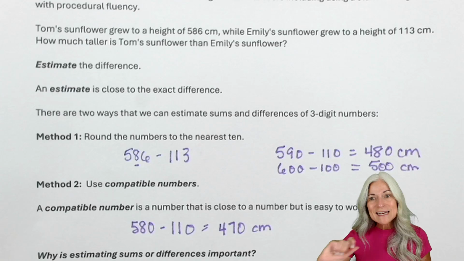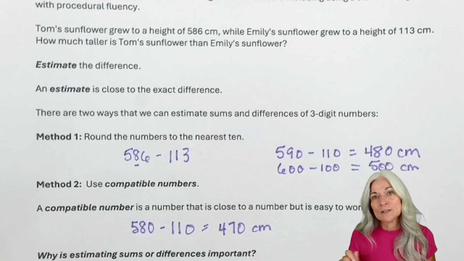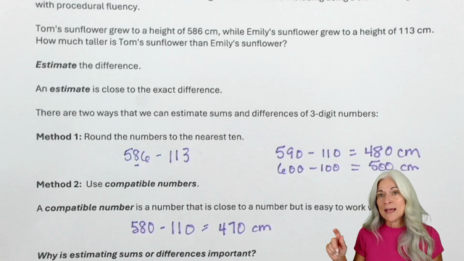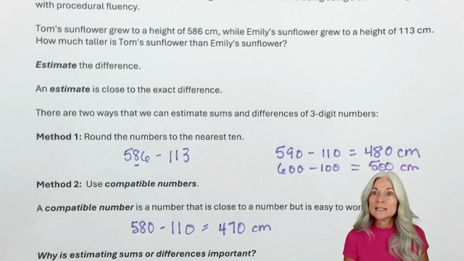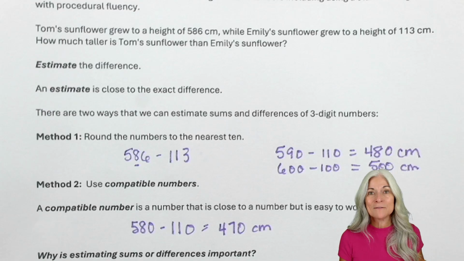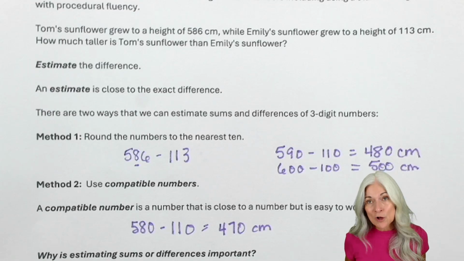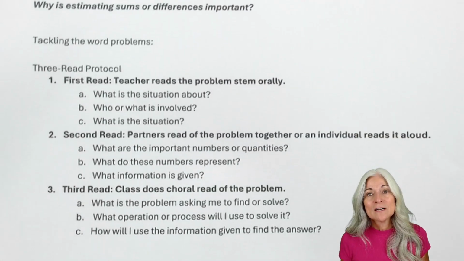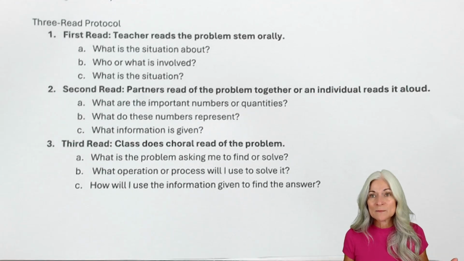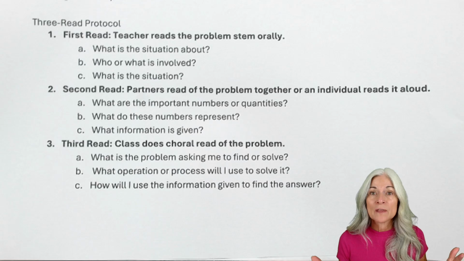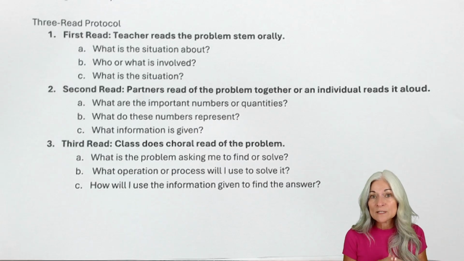And again, you're writing these things down on the board as the students come up with them. We know that Emily's sunflower is 113 centimeters. What else is something we know? We know that Tom's sunflower is taller than Emily's sunflower. Those are some things that the students might come up with for the important numbers and quantities.